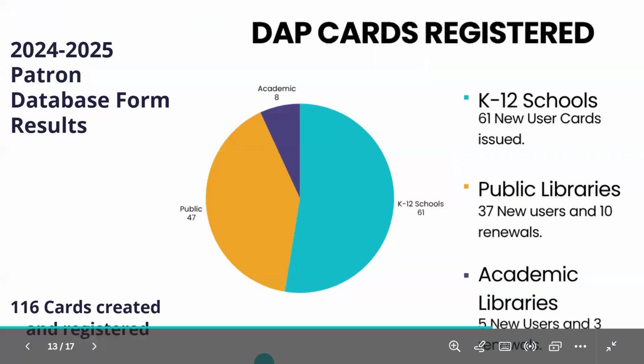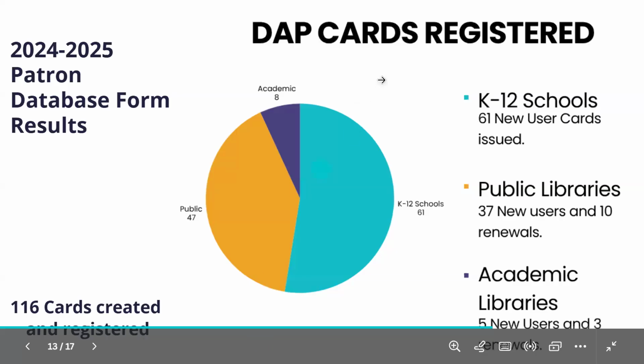Okay. So these are the results. These are for CDLC's fiscal year, which runs July 1st to June 30th. So these are the numbers from July 1st, 2024 to June 30th of this year. 116 cards were issued to patrons and registered. That number could be higher, but that means there are DAP cards floating around in people's wallets and CDLC is not aware of them.